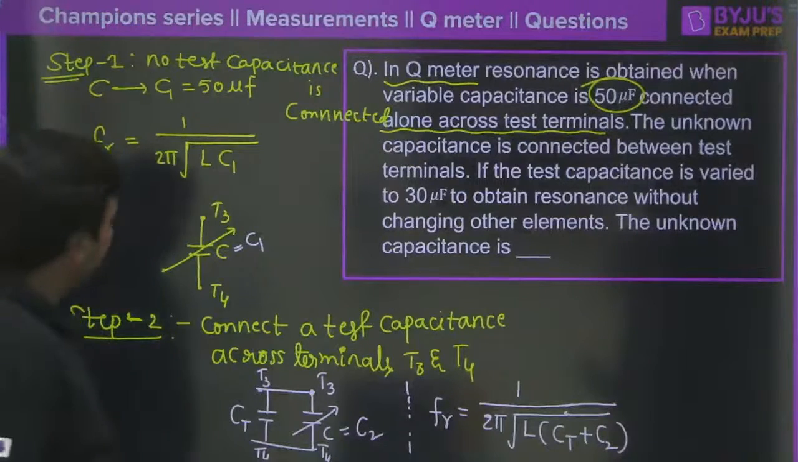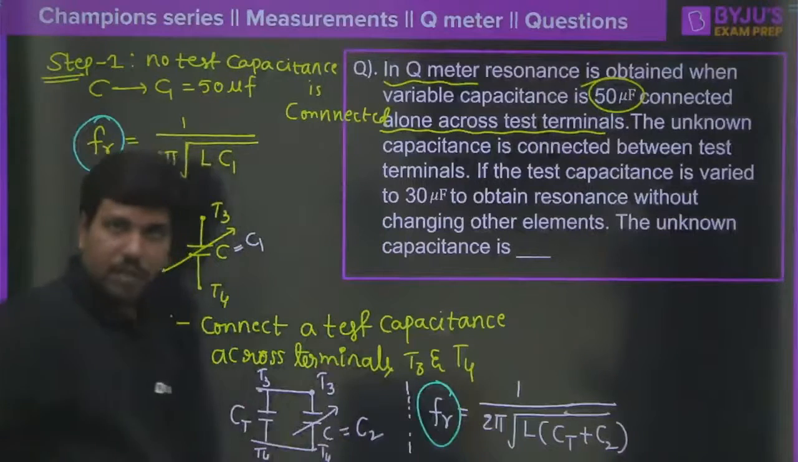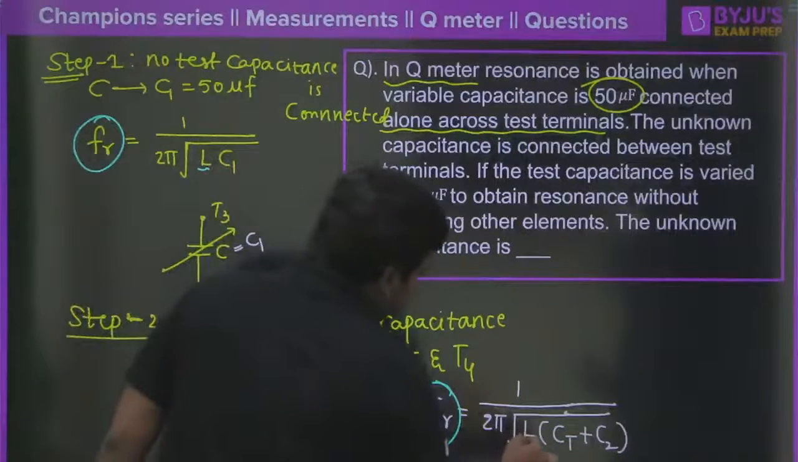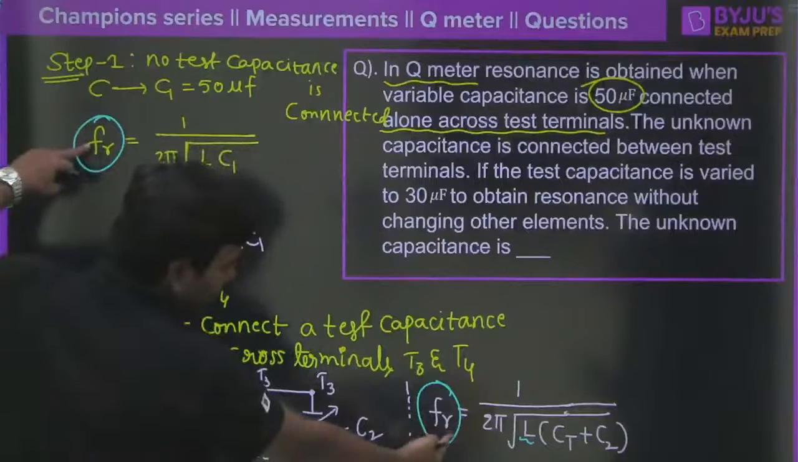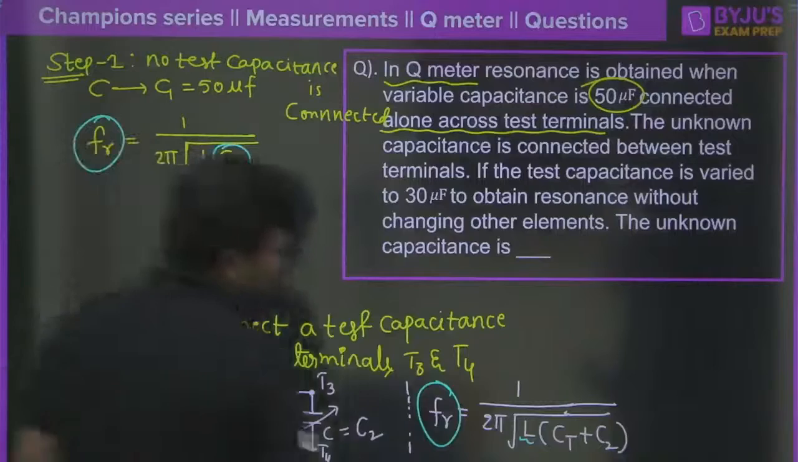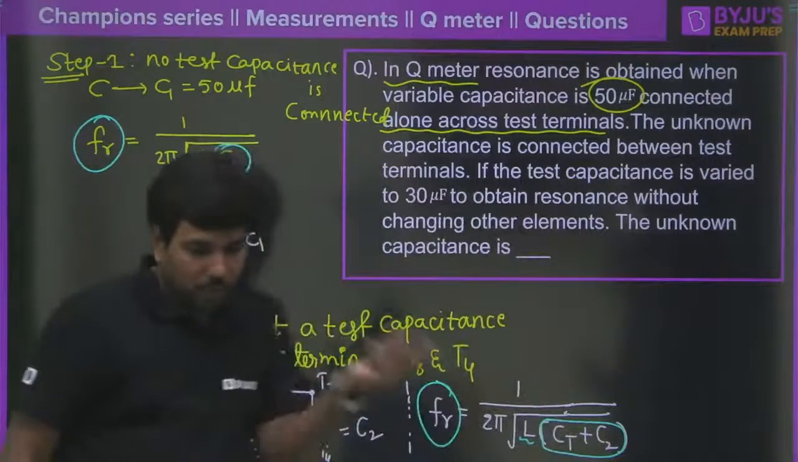It is very simple. This frequency Fr and this frequency Fr must be the same. Both are the same. Then the L value will be the same and the L value will be the same. Then these two values will be equal if the value of capacitance C1 is equal to the value of CT plus C2. Correct? This is so simple, isn't it?